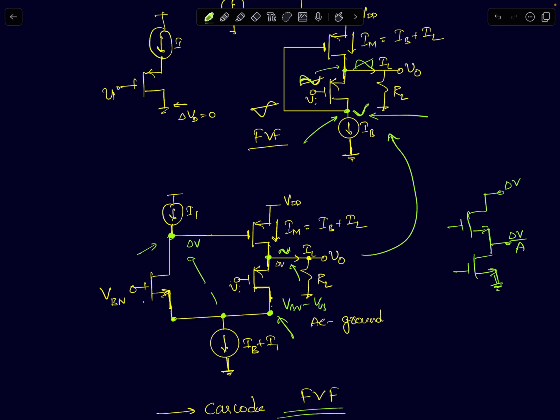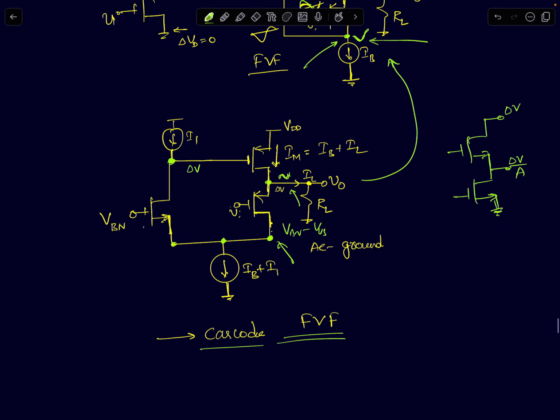So anytime we add additional nodes, you have problems of poles, non-dominant poles. So we have to worry about stability. That's a later problem. Right now, I'm just introducing you to the idea from a DC characteristics point of view. So you will see this structure. This is often called a cascoded flipped voltage follower.